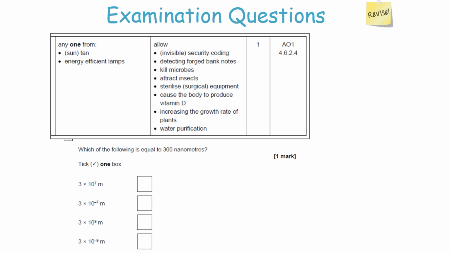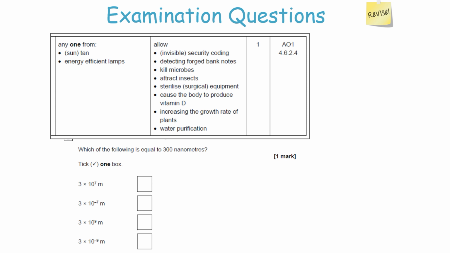But the two major ones you've got to be aware of are tanning beds and energy efficient lamps. Now the next question is asking you to work out what we mean by nanometers. Now nano means times 10 to the minus 9. So our answer is actually not 300 nanometers, it's 300 times 10 to the minus 9.